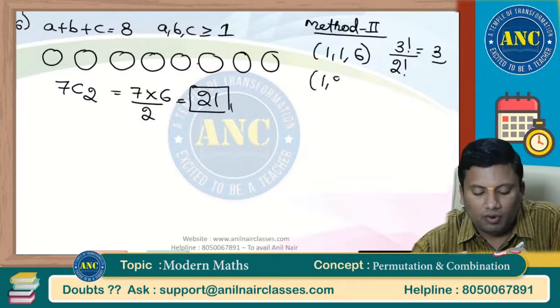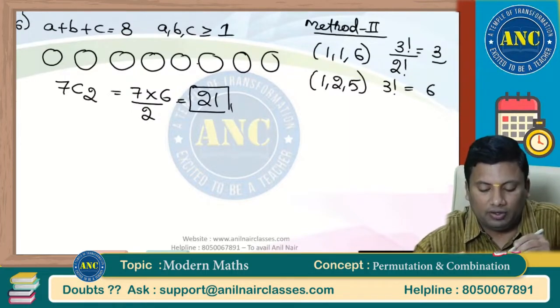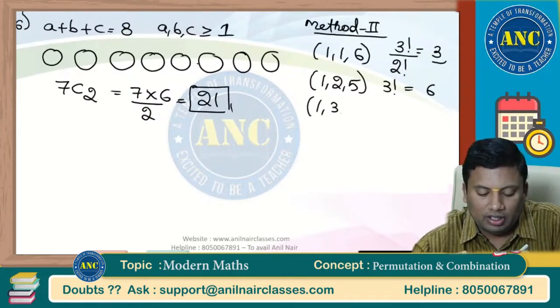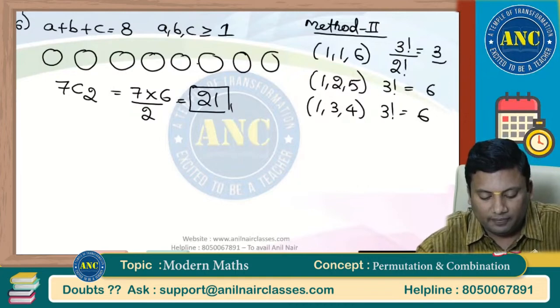Next one, 1, 2, 5. Sum is 8. 3 numbers can arrange among themselves in 3 factorial. Next one, 1, 3, 4. 3 numbers can arrange among themselves in 3 factorial, 6 cases.